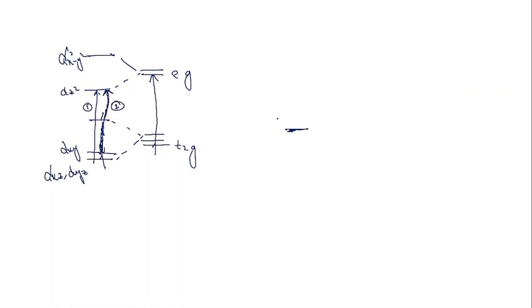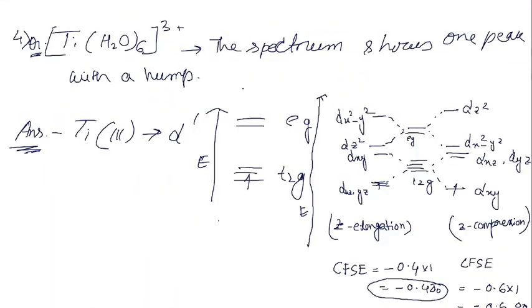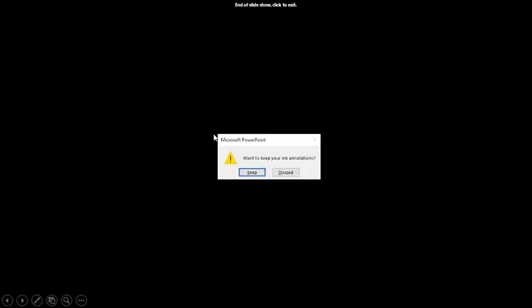In the question you can see that one peak with a hump. Here we can see that for this one we are getting one peak, and for this one we are getting another peak. So now it can be easily explained by this concept. Hopefully you people get it. If you have any doubt, please ask me. Okay, let me check once.